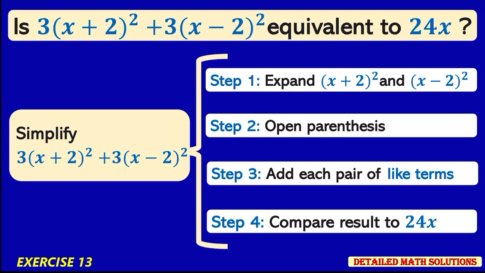The first step is to expand the binomial squares (x + 2)² and (x − 2)². As a second step, I need to open parentheses, and then I need to add each pair of like terms that have the same variable, which is raised to the same power. And lastly, as a fourth step, I need to compare the result to 24x. If the simplified expression equals 24x, then it is equivalent to it.